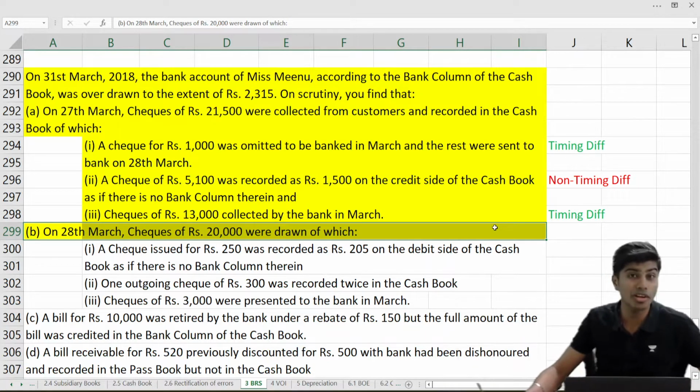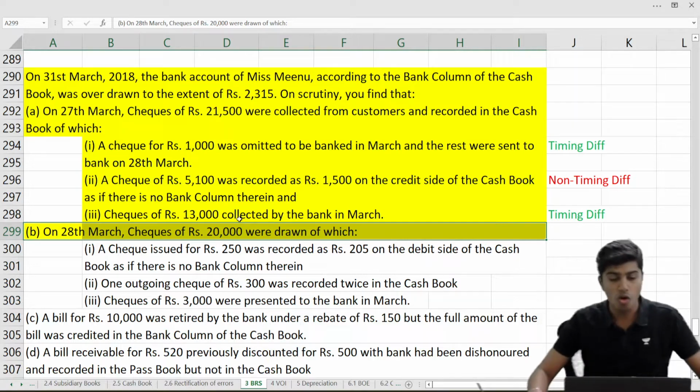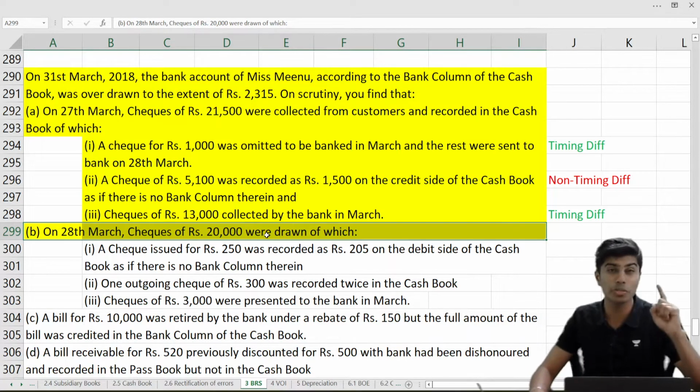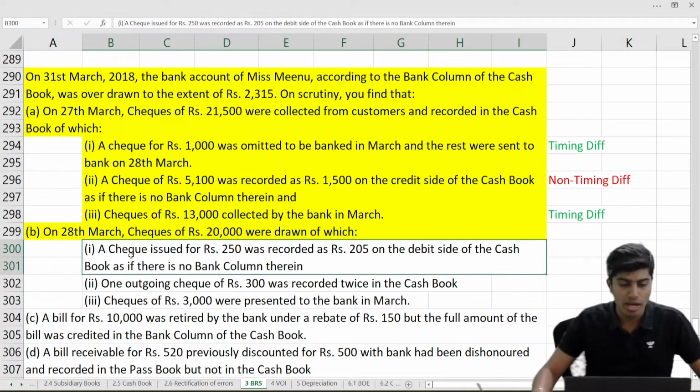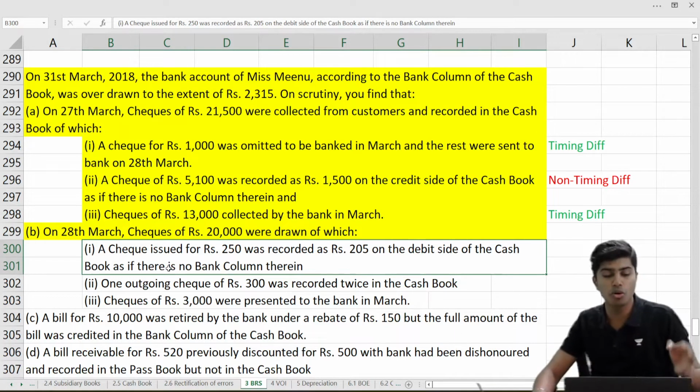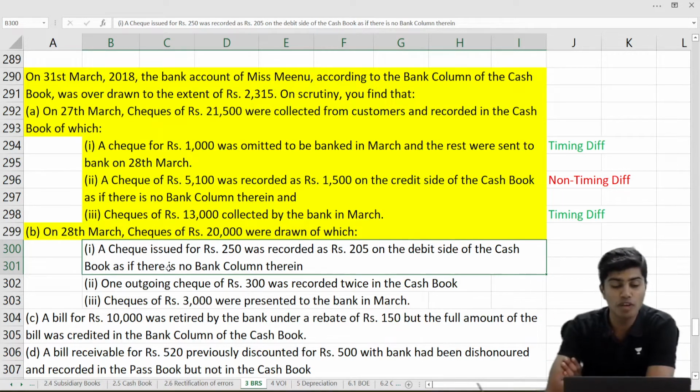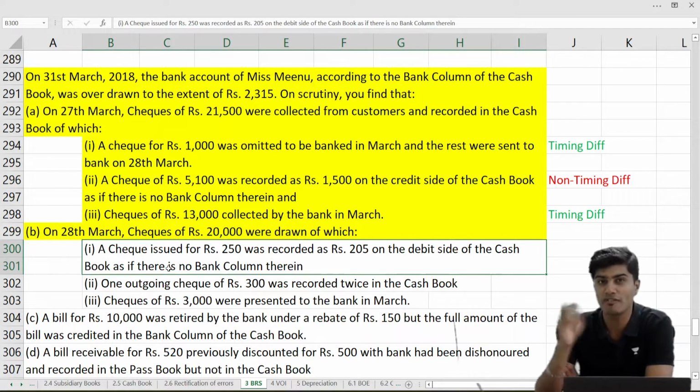What do you mean when you say drawing? It is issuing the check. How much checks have been issued? Checks worth rupees 20,000 have been issued. Okay. What has happened out of this? A check issued for rupees 250 was recorded as 205. What is the value of the check given? 250. They have wrongly recorded it as 205. 45 rupees.